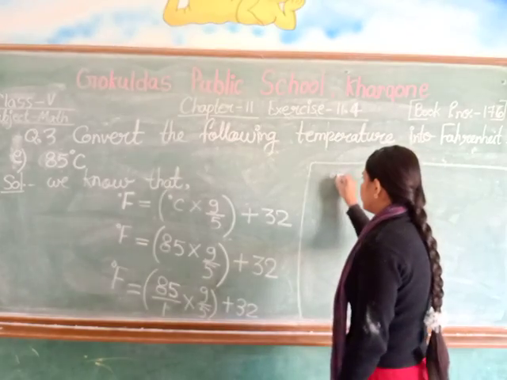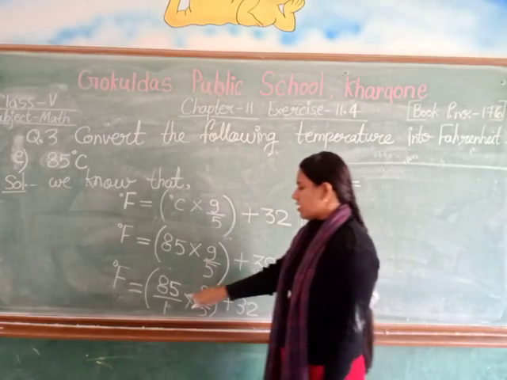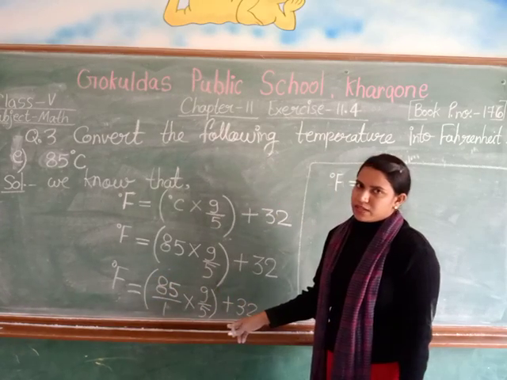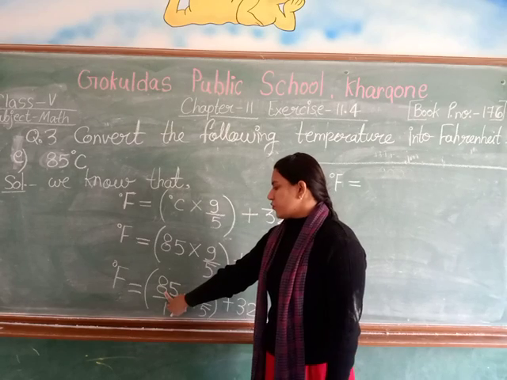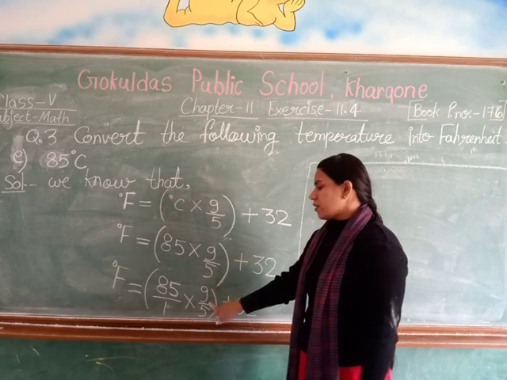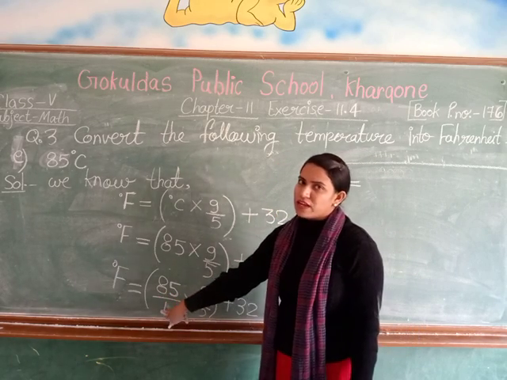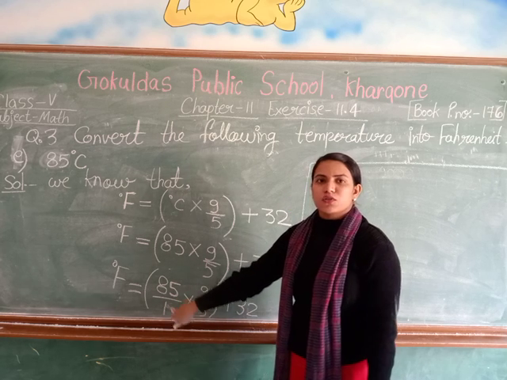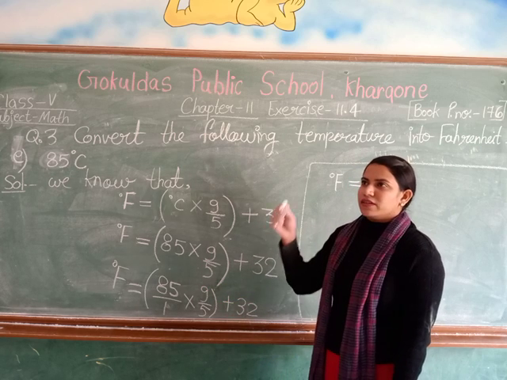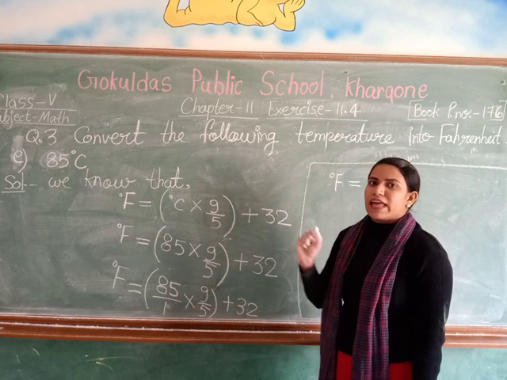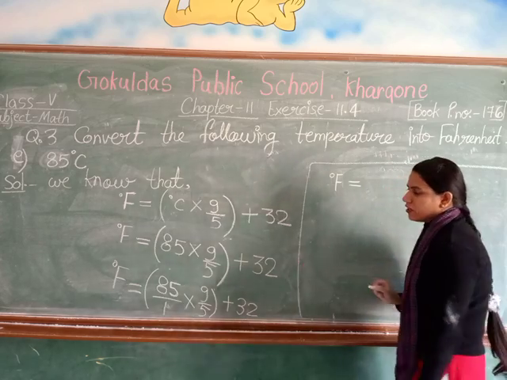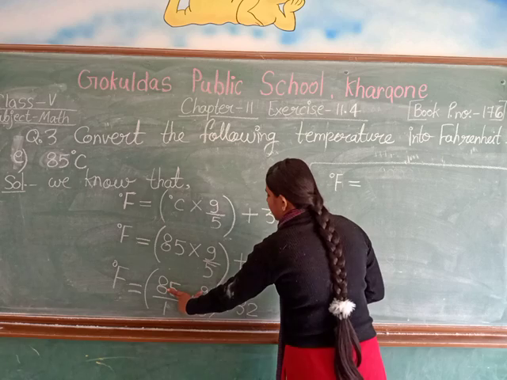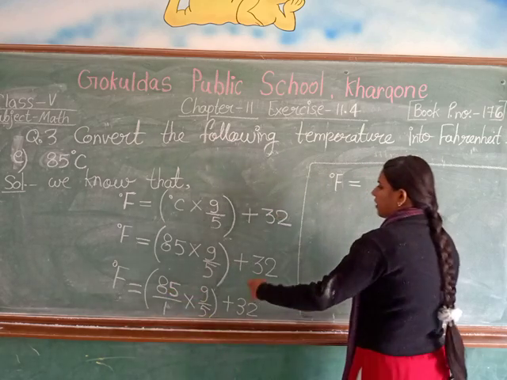So here degree F is equal to, now we know that we solve the bracket first, right? This 85 upon 1 is a fraction and 9 upon 5 is another fraction. We have two fractions inside the bracket. Here 85 is a numerator, 9 is a numerator. These two numerators will get multiplied. Multiply both, 85 into 9.